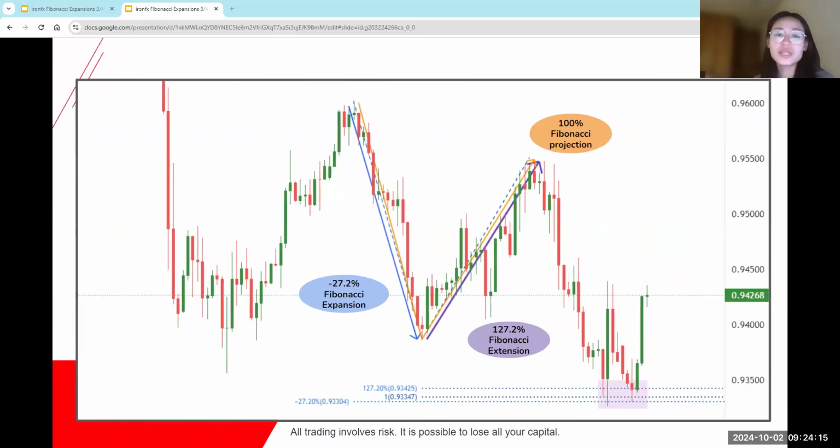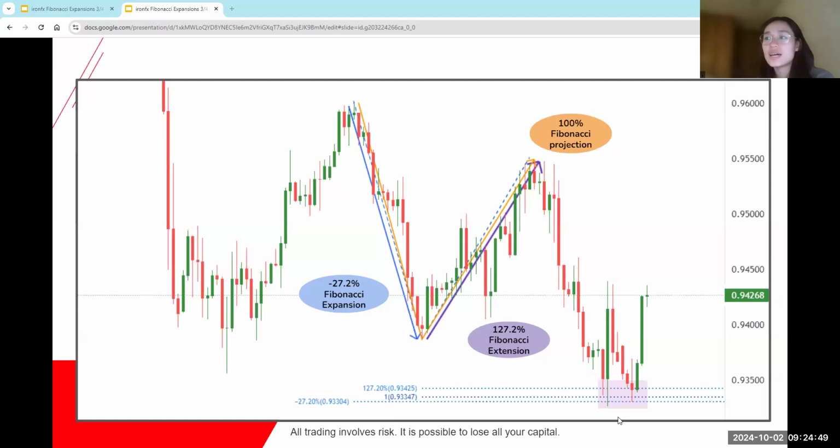Okay, another example here. So in this example, the minus 27.2% Fibonacci expansion, this is the blue arrow. Okay, I think you can see the lightning bolt shape as well. So the blue arrow is expansion, the orange arrow is our projection, which again I will go through next week more in depth. But basically all you need to know for projections is that they use the same shape as your expansion, so the same lightning bolt shape.